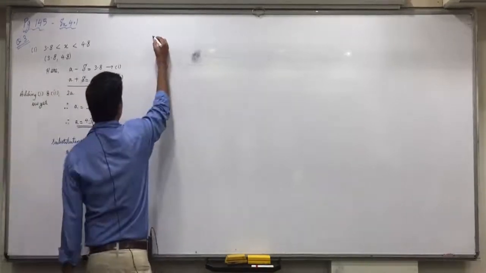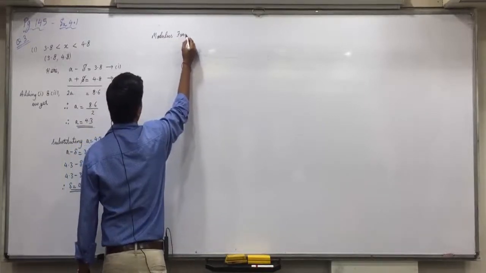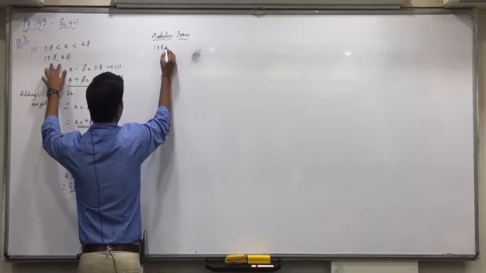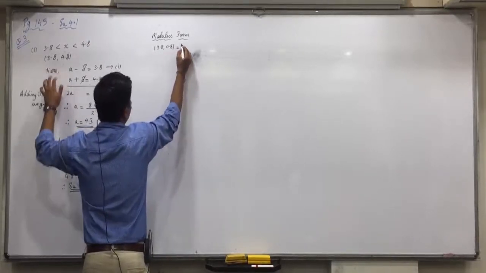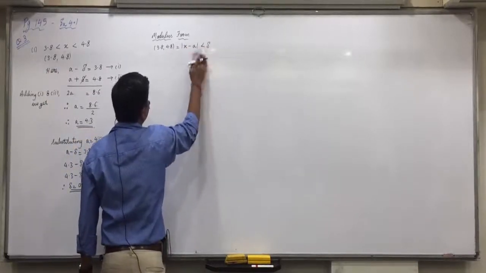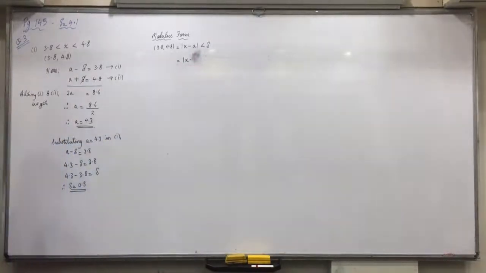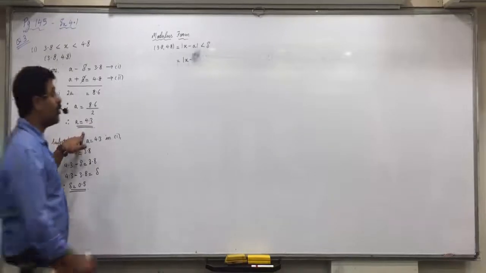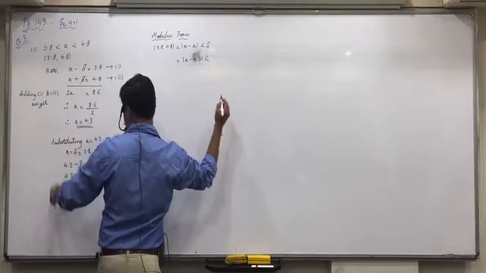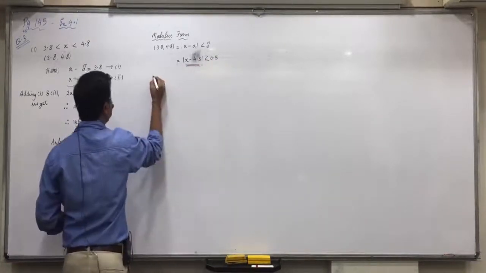So first we write the modulus form. The interval form given to you, (3.8, 4.8), will be equal to the modulus form: modulus of x minus a less than delta. So modulus of x minus, what did we get, a is 4.3, less than delta, what did we get, 0.5. That is the modulus form.